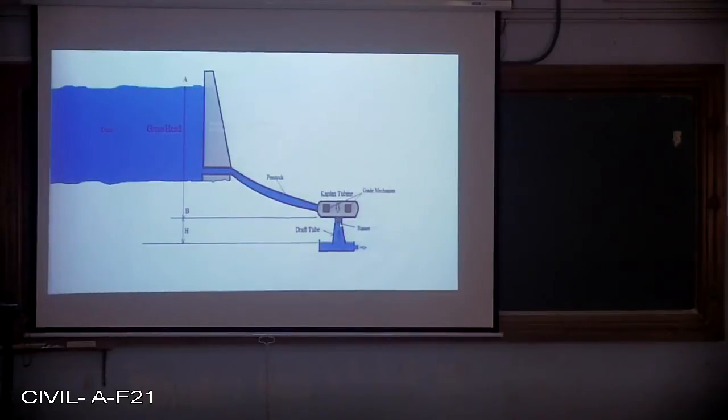One thing we can learn here is that the Kaplan turbine is a reaction type of turbine. Reaction means it runs on the pressure energy of water. The pressure falling over the blade of this runner drives it to rotate in a corresponding direction. This is how the power is developed over the runner. The second thing is that it is an axial flow machine, meaning the flow of water through the runner is along the axis. This is the axis of the runner, and the flow of water is along the axis of the runner. Therefore it is an axial flow machine.